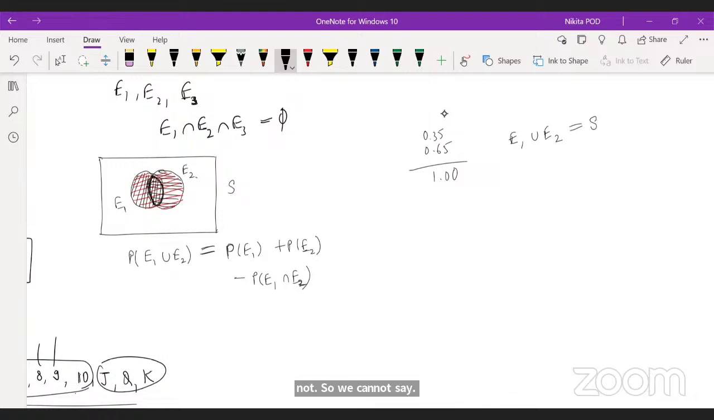We'll say they are exhaustive events. But we can use this general formula for the probability of events E1 and E2. In this case, E1 intersection E2 should be phi, because just adding these two events, you are getting one. So there is no way we can have something.